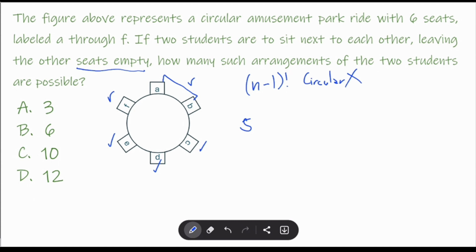So there are 5 ways where you can put together those two students. But then you can also exchange them. If you're going to pair this one and not this, you can always exchange the two students. So you multiply by 2 because you can always exchange the two students with the other seats remaining empty. So 5 times 2 is 10. So the answer is 10.